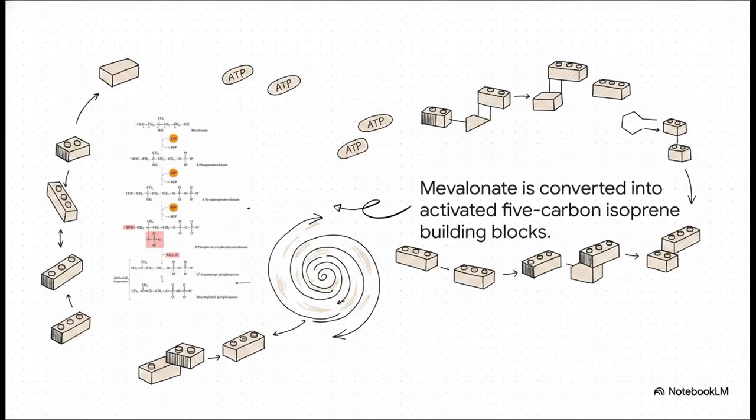Okay, so once mevalonate is formed, the cell invests even more energy to process it into these activated 5-carbon units called isoprenes. You can think of these as the fundamental Lego bricks of cholesterol. The rest of the long, complicated synthesis pathway is basically just about linking these little 5-carbon bricks together in various combinations to eventually build up that full 27-carbon structure.